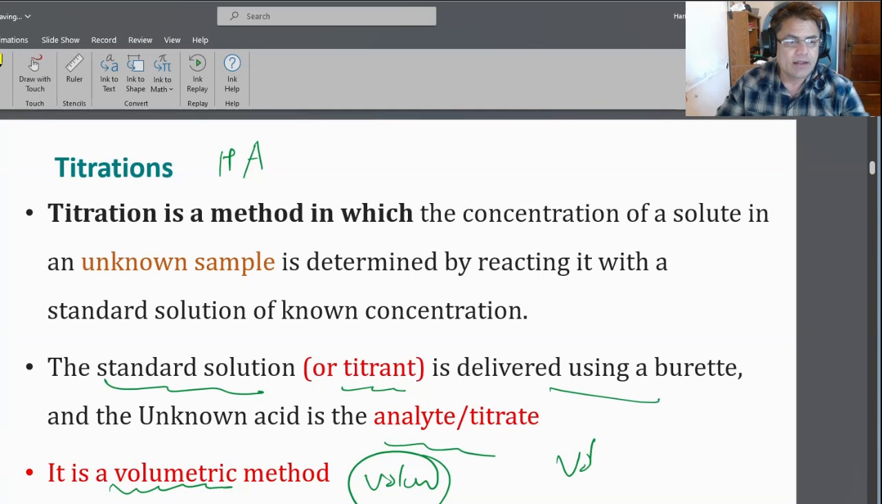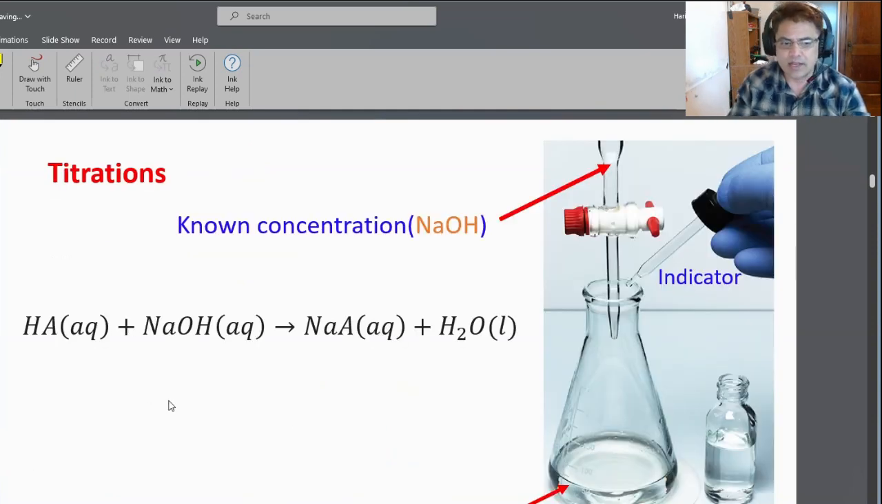Now let's go to what the experimental setup of the titration looks like. The experimental setup is this. See, here it has the unknown acid. We will measure it in grams and make the solution. We will fill in a known concentration here, that is the NaOH. We know the molarity of NaOH, and we will put a few drops of phenolphthalein here, that is the indicator.